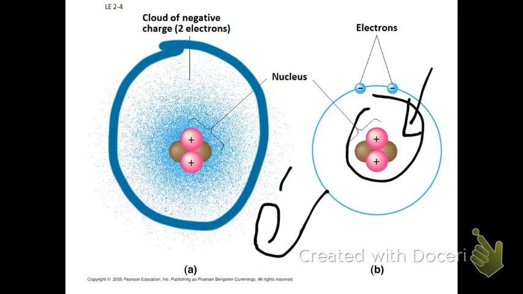Okay, now the number of electrons can change. Atoms with different numbers of electrons than the normal amount are referred to as ions.